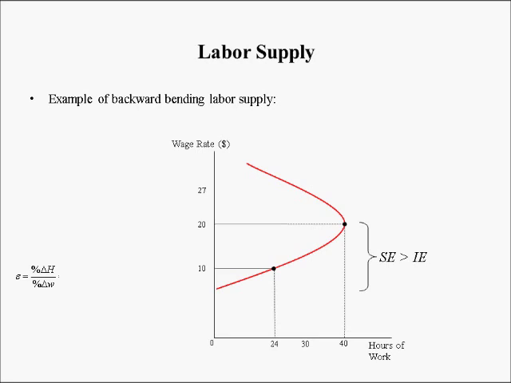The elasticity here is the percent change in hours worked divided by the percent change in the wage. Well, we're going from $10 an hour and 24 hours of work to 40 hours of work because the wage increased to $20 an hour. So this down here is the percent change in the wage, and this down here is the percent change in hours worked. Final minus initial divided by initial.